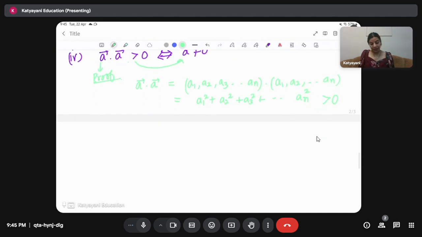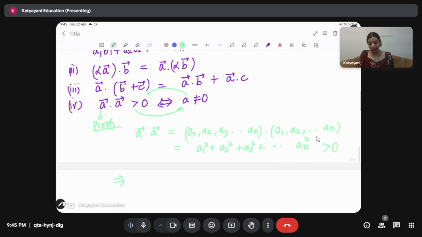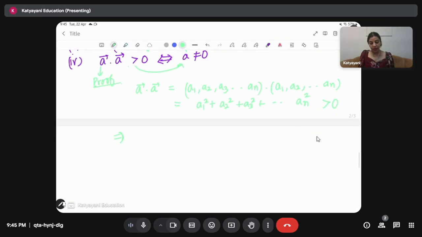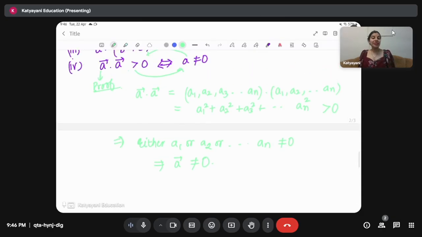So this implies, right? We are starting from here and by implication we are reaching here. So if A dot A is greater than 0, then it implies that either A1 or A2 or and so on, An is not equal to 0, which implies that the entire vector A cannot be 0. So the entire vector A cannot be 0. So now we have gone from LHS to RHS. Now let's start with RHS and then go to LHS.